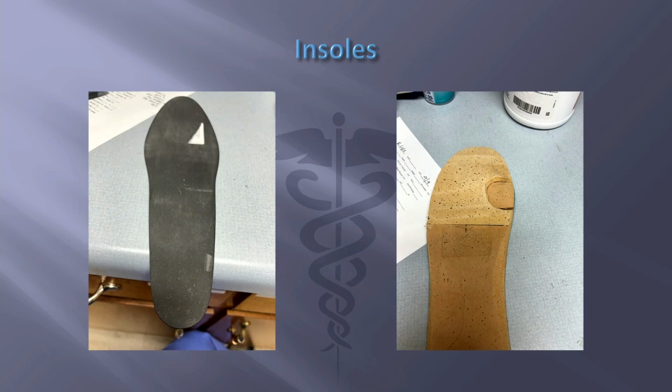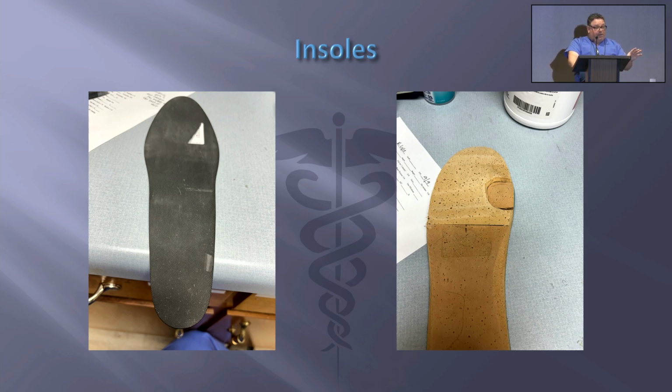So insoles, a couple of different insoles. This is the bottom side of a diabetic orthotic. This is Corex. It's just a cork material with a first metatarsal head cutout on the bottom. And then the other side of the orthotic has a soft conforming layer.